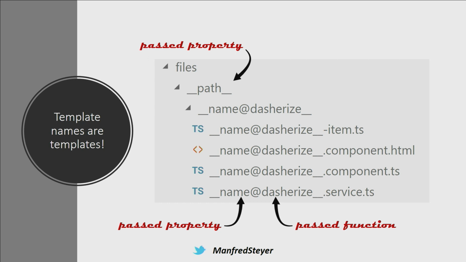For instance, here I'm using the function dasherize. Dasherize is just taking the name. The name is piped into dasherize, and dasherize is formatting this name so that it fits for a file name. You know, normally we are going with kebab case when defining file names.